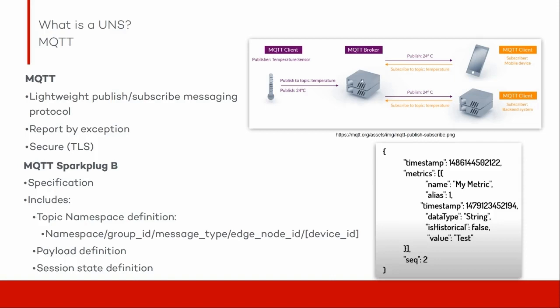But it's not like the device here, the publisher, is publishing 24, 24, 24, 24 every 5 seconds or so. It's only publishing that 24 once when it's changing. So that's the concept of report by exception. Then MQTT is secure using TLS. There's obviously a lot more to MQTT, but this is just the main point here.